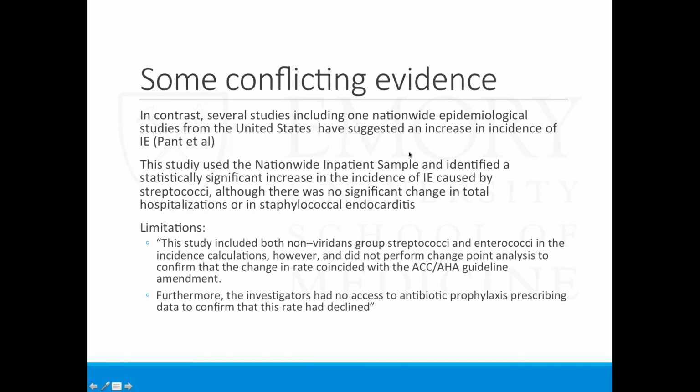Like I mentioned, there actually were a couple of studies that were conflicting with the 2021 scientific statement by the AHA. There was one published in 2015 by Pant et al. that used a nationwide inpatient sample, a big database, and they actually did find an increase in the incidence of infective endocarditis caused by strep, although no significant change in hospitalizations or staph endocarditis. This study had several limitations that have been criticized. They didn't have any information about the antibiotic prophylaxis prescribing in these patients, and they also did not perform a change point analysis, which is a type of statistical analysis you can run to look at changes over time and whether they're statistically significant or not.